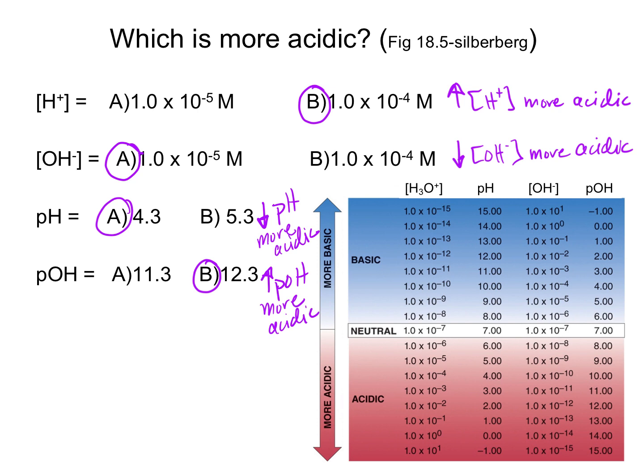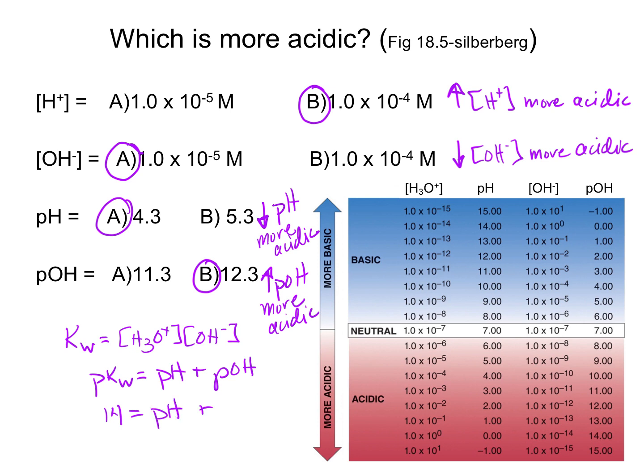I want to remind us Kw is equal to H3O plus times OH minus. These expressions are what allow us to relate them to one another, and my pKw is equal to the pH plus pOH. So again, 14 is equal to pH plus pOH. So I can relate them. If my pH is 1, my pOH is 13. The sum of them has to equal 14, always, because of the Kw.